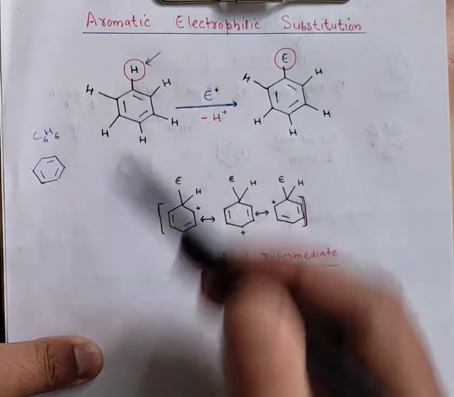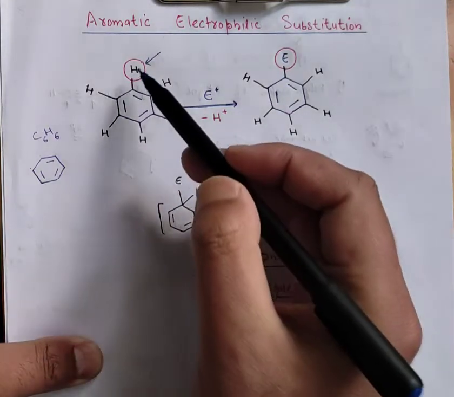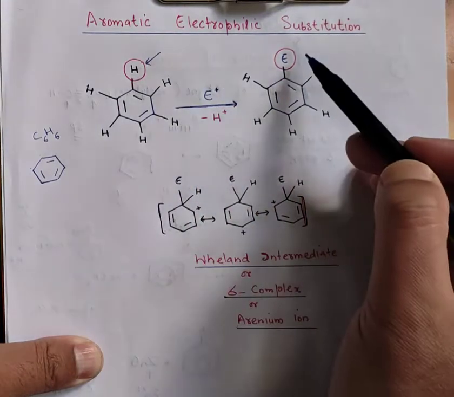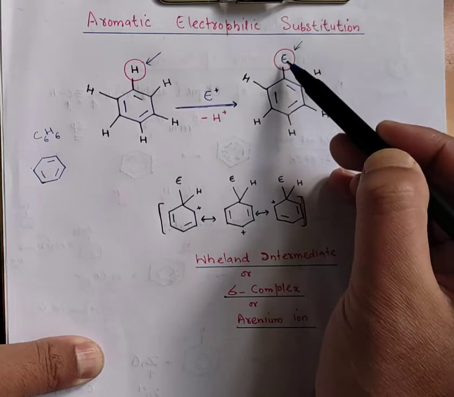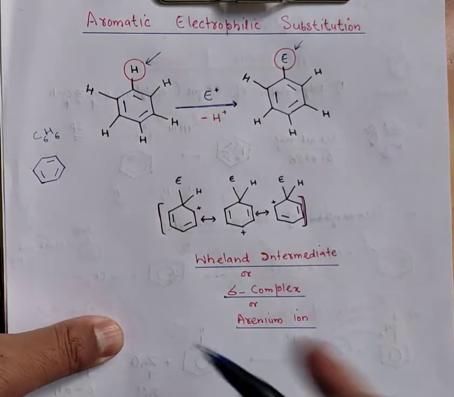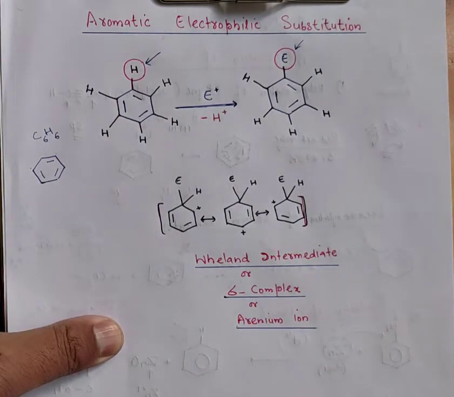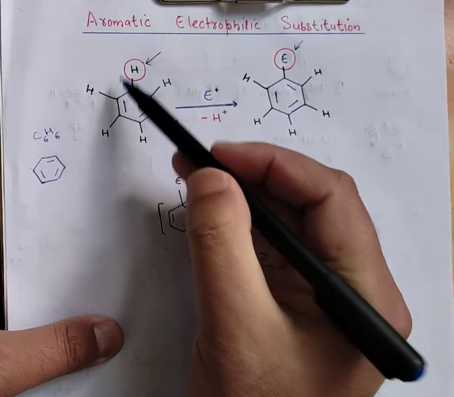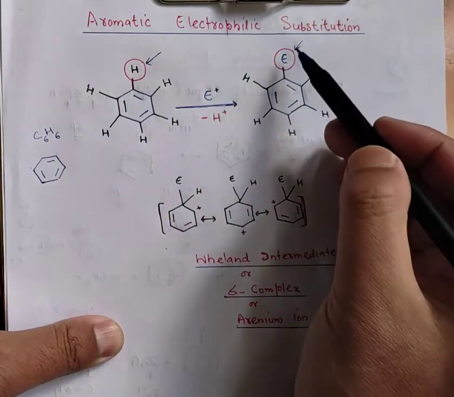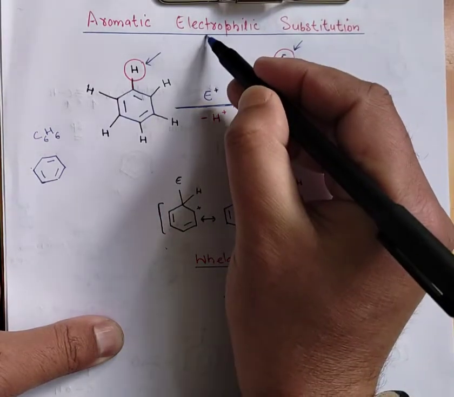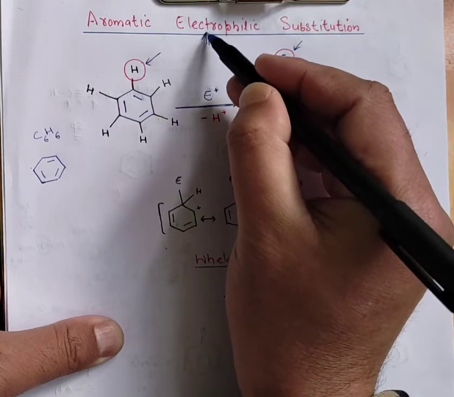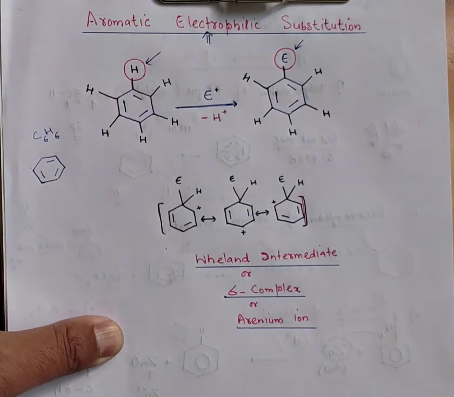I have encircled this one, I have labeled this one. If we replace, let's say, one hydrogen atom by an atom or a group called as electrophile. So if we replace in the aromatic ring or in the aromatic compounds, if we replace any of the hydrogen atoms by a group called as electrophile, now this is called as electrophilic substitution reaction.